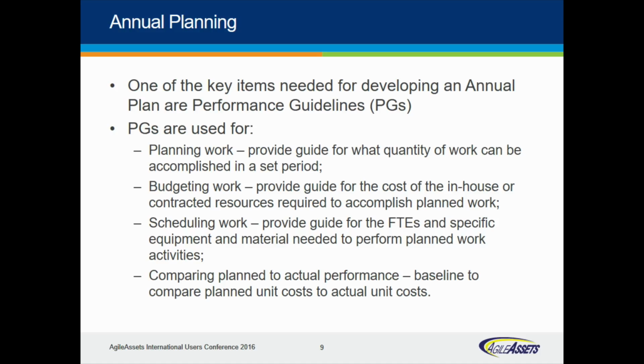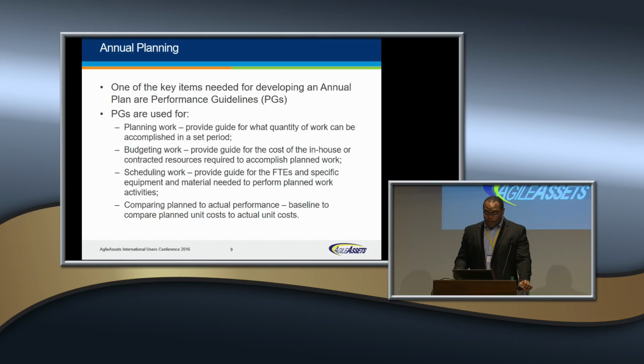Okay, so one of the key components needed for planning in the Agile Asset system would be performance guidelines. And these can be called different things: activity standards, quantity guidelines. But really, these are used for 4 things. They're used for planning work. They provide a goal of what quantity of work you can accomplish in a set period. So they really have your production targets for each day. How much work can I accomplish? They're also used for budgeting work.